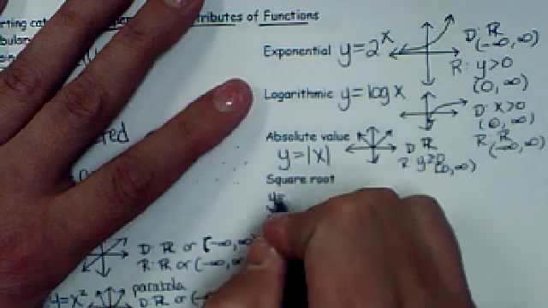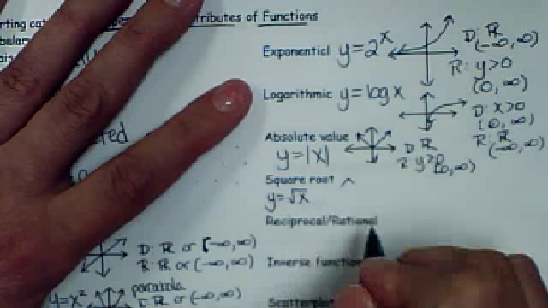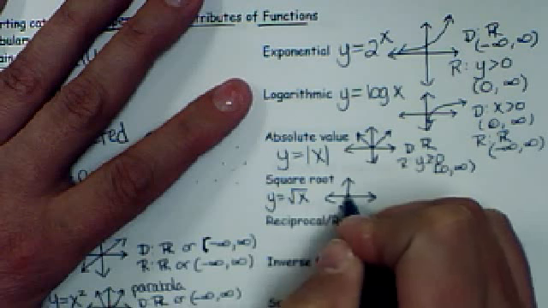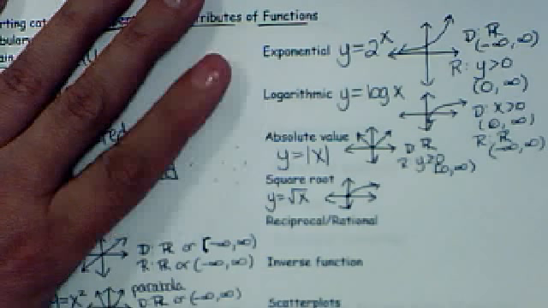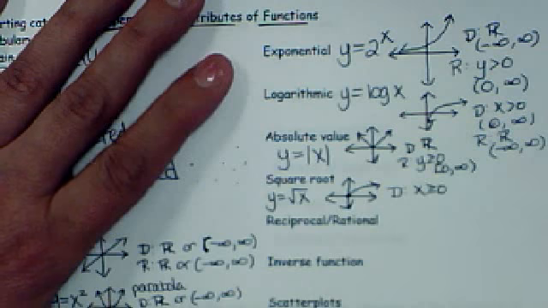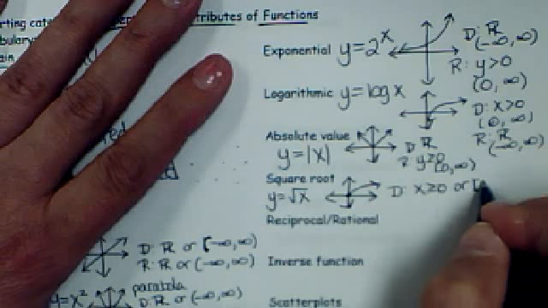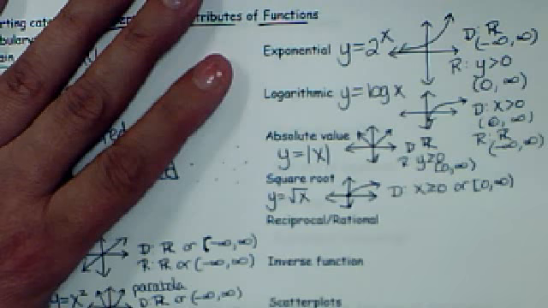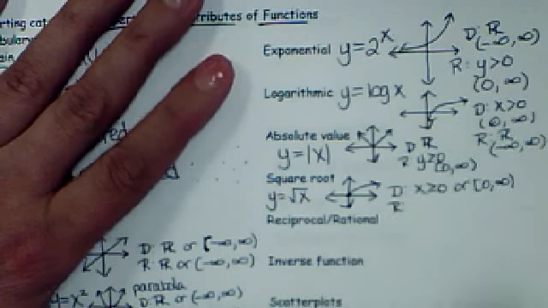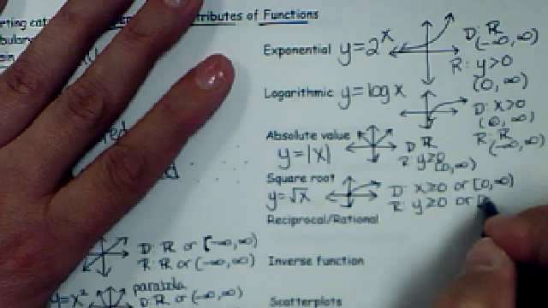The square root parent function is y equals the square root of x. If I draw the graph, it starts at 0, 0 and goes to the right in a little curve. The domain of it is the x's are greater than or equal to 0. It starts at 0 and goes to the right. So x is greater than or equal to 0, or 0 to infinity, with 0 getting a bracket and infinity getting a parenthesis. The range is very similar, except the range is about the y's. So it's y is greater than or equal to 0, or 0 to infinity.